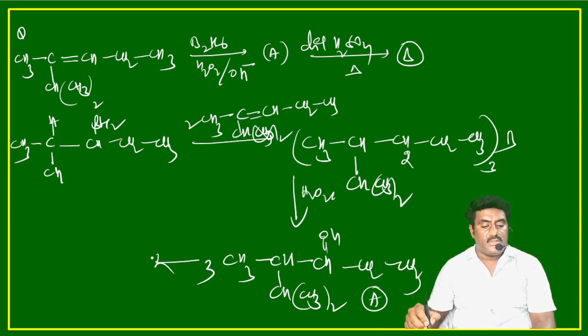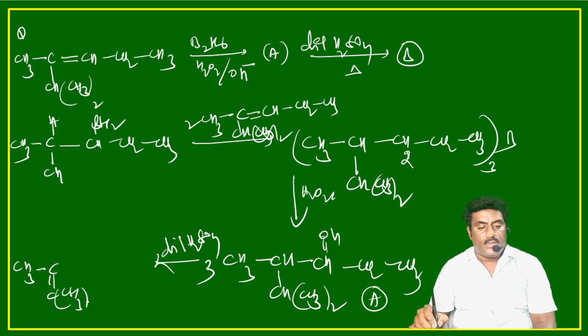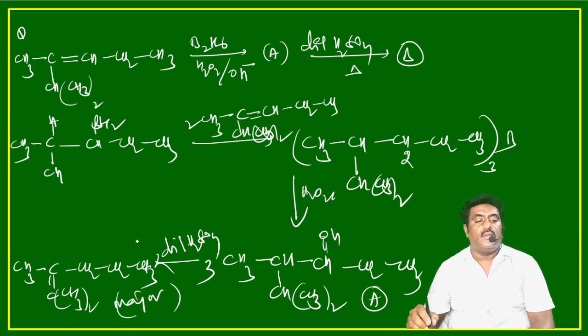Now coming to dilute H2SO4, to give what? Dehydration occurs. CH3 C double bond (CH3)2 and CH2 CH2 CH3. It is a major product. Have a look at one more.